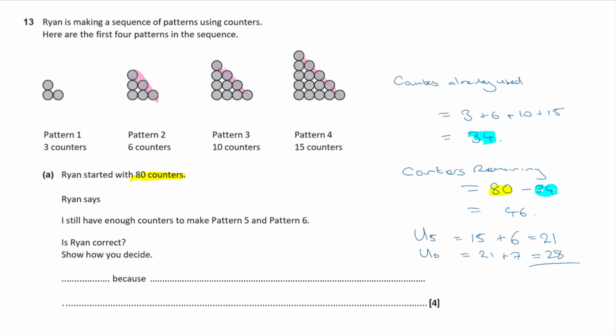So between them then, the 21 plus the 28 is 49. So that's the counters needed. It's 49, and he's only got 46. So he hasn't got enough, has he? So no, because he requires 49 counters to build the 5th and 6th pattern, and he only has 46 counters remaining.